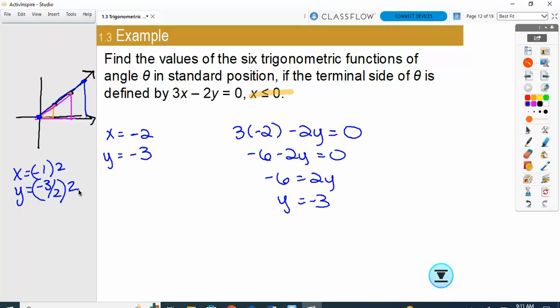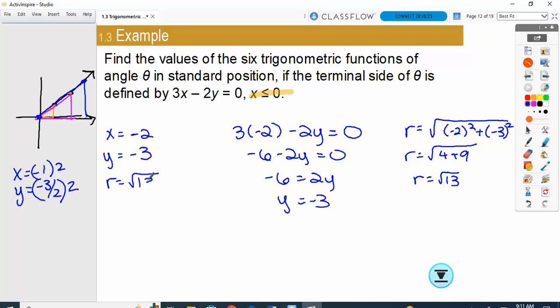All right, so now we need r. So we know r is the square root of x squared plus y squared. So we get the square root of 13. Can we reduce that? No, there's no perfect square, so we're going to leave it. Now, if you had something like the square root of 8, I do expect you to write it in lowest terms, so you break it into 2 radical 2, but 13 is prime, it doesn't reduce at all. So now let's do our trig functions.